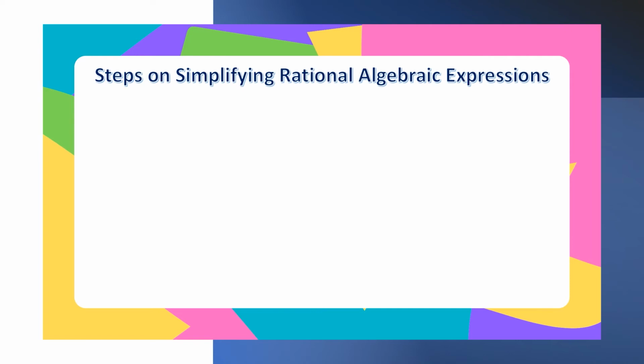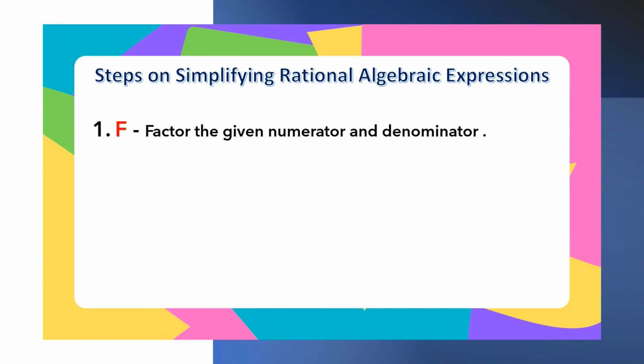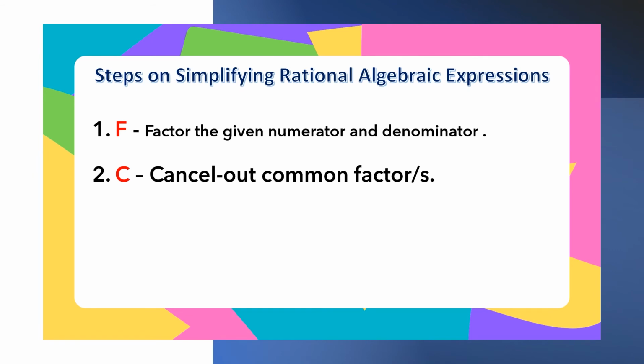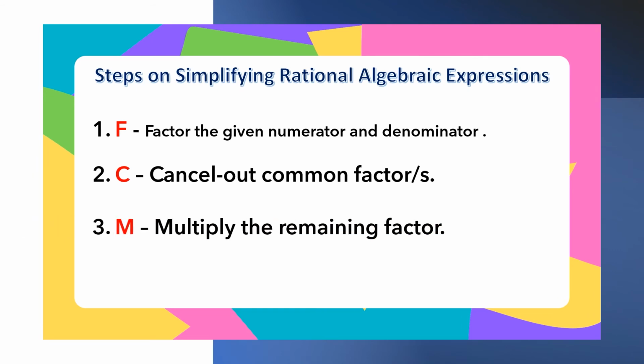Here are the steps on simplifying rational algebraic expressions. Step 1, factor the given numerator and denominator. Step 2, cancel out common factor or factors. And step 3, multiply the remaining factor. Don't forget the acronym FCM. F stands for factor, C stands for cancel out, and M stands for multiply.